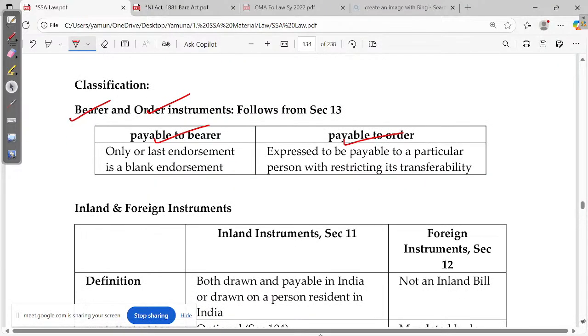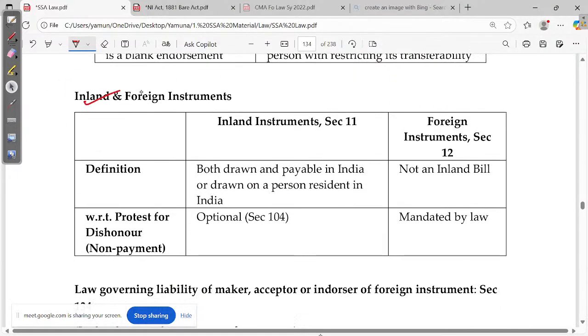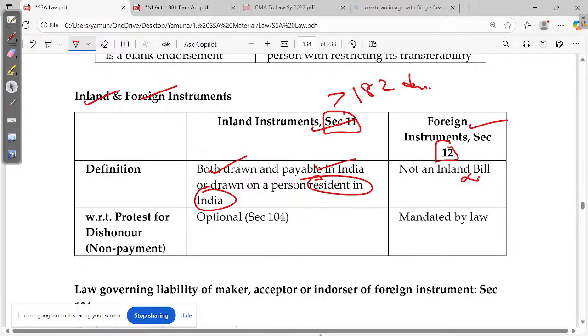Okay. So I'm not going to go line by line. Inland and foreign instruments follow from section 11 and section 12. Inland, both the persons who are drawing and paying are in India. Both drawn and paid in India. And the persons are related in India only, resident in India. So who is a person resident in India? If that person is staying or stayed in India in the previous year for more than 182 days, resident in India. Okay, in the concept, a foreign instrument is not an inland bill.